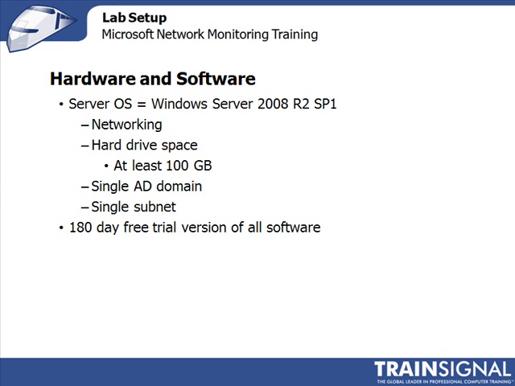I mentioned both of our server operating systems are running Server 2008 R2 SP1. They both have networking capabilities and at least 100 gigs of hard drive space available. They're both in the same Active Directory domain on a single subnet. And I am using the 180-day free trial version of all software here. You can probably download that from either MSDN or TechNet, depending on which one you subscribe to.